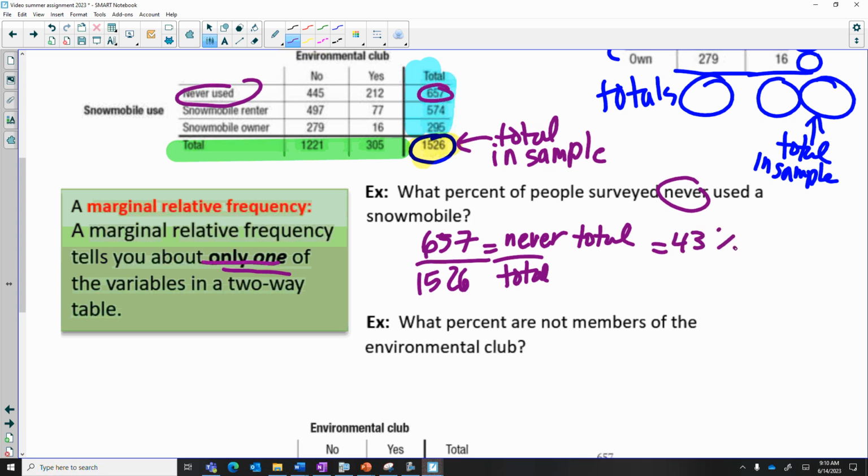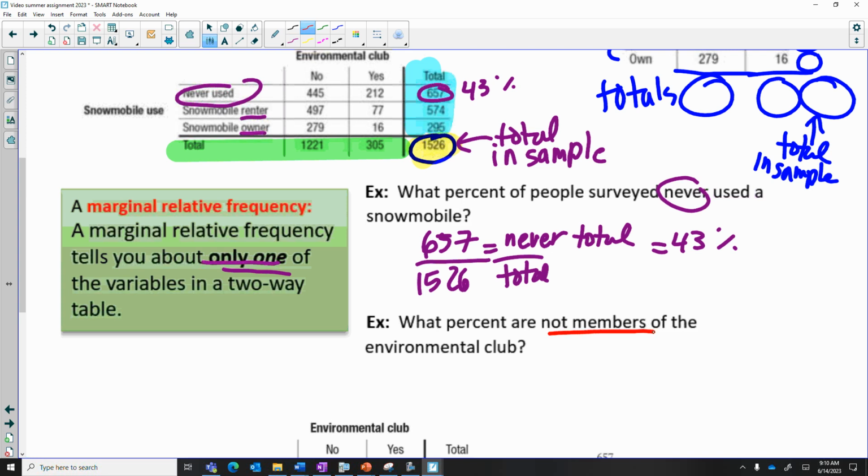Okay, so similarly, we could do the breakdown of every single one. I could do renter and owner out of 100, and I could just have made a bar graph or a pie chart on snowmobile use. Separately, I could also do the percents of are you a member of the environmental club or not.